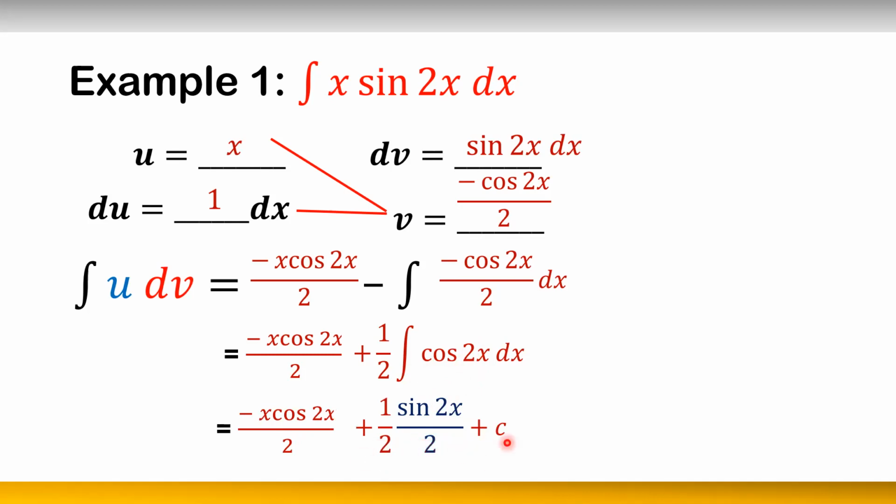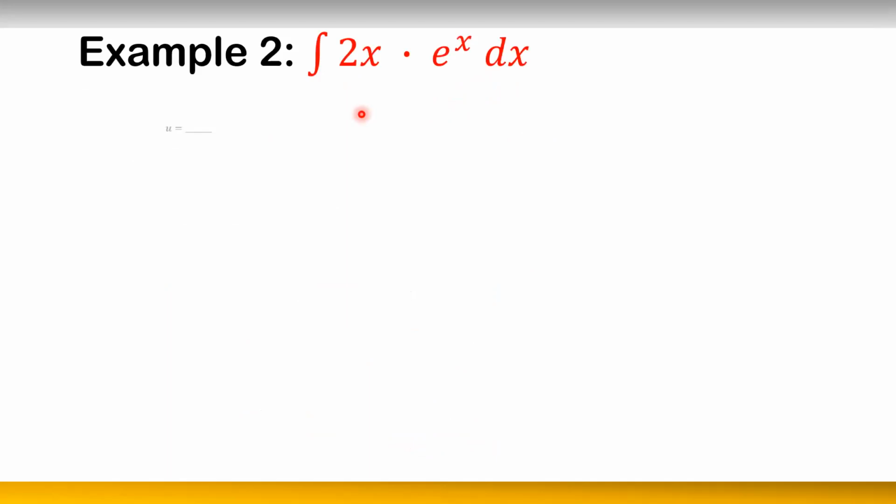Simplify lang na lang natin. That will be negative x cosine 2x over 2 plus sine 2x all over 4 plus c. Yan. So this becomes our final answer to the given integral. Okay? Ayan. You might want to take a picture of this para po may idea tayo para sa mga susunod na examples. Now, let's go to example 2.